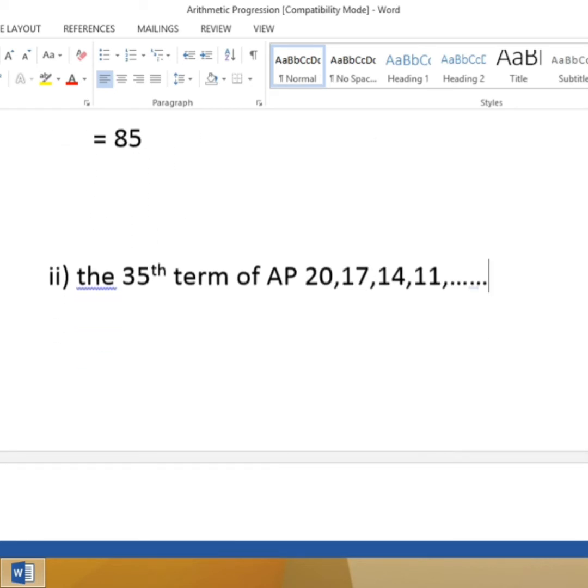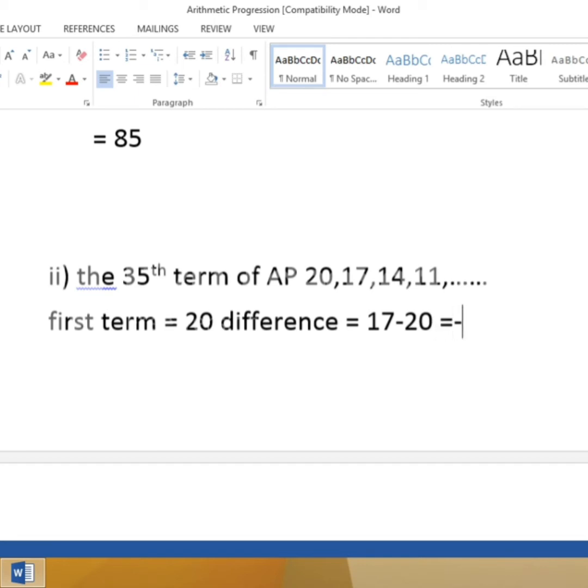Next part of the question. We have to find the 35th term of arithmetic progression 20, 17, 14, 11. So we know the first term is 20 and the difference is 17 minus 20. That's going to be minus 3.